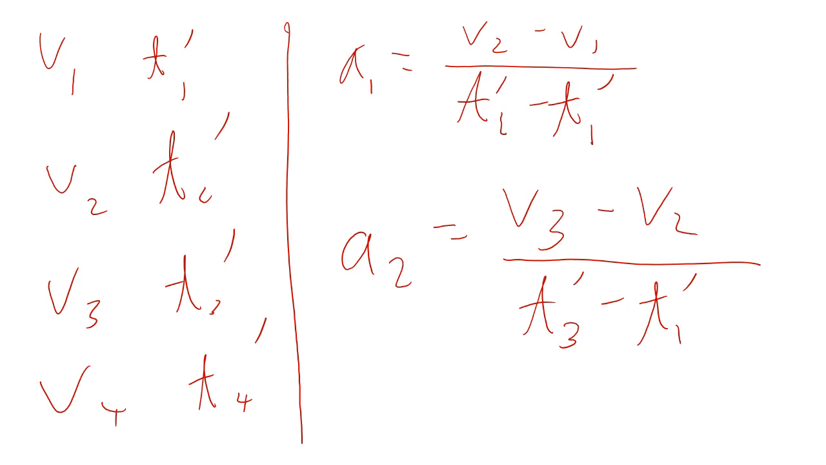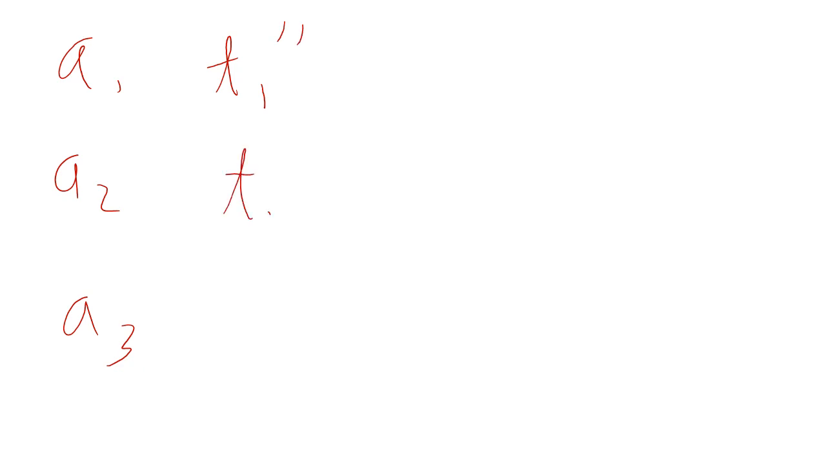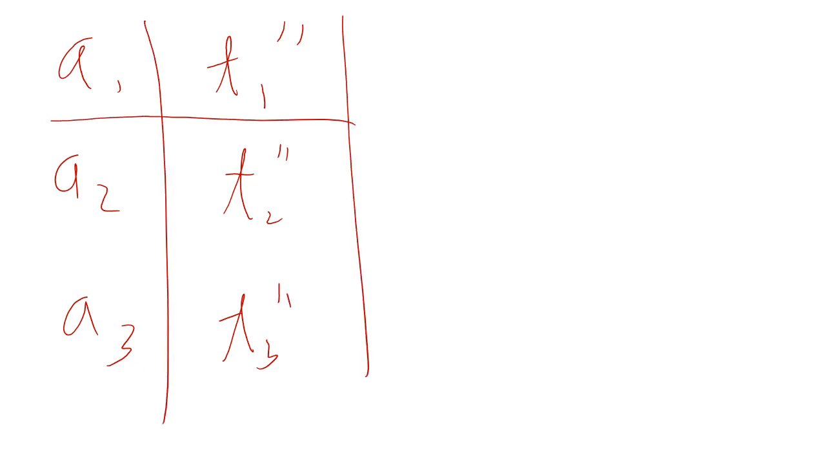Now, we have these different A's, but these are all average A's. So the acceleration is not going to be at the beginning of the time interval at T1. It's not going to be at T2. It's going to be at some point in between. So you're going to come up with these A1, A2, A3s, and they're going to be at some T1 double prime, T2 double prime, T3 double prime. So we're going to build this data table.